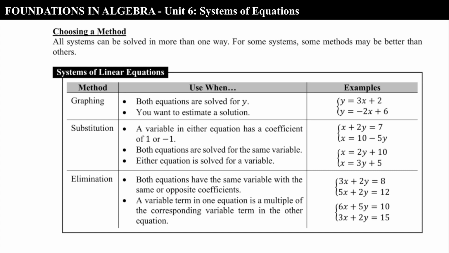And then elimination is good when both equations have the same variable with the same or opposite coefficients. So in this top example with elimination, you have a 2y in the first one and a 2y in the second one. It's also good if you can multiply one of your equations to create that situation. So in the second example, you have 6x in the top one. You can multiply the bottom equation by 2 to turn 3x into 6x. So it depends on the situation you're in as to which method is going to be best for you to solve your problem.